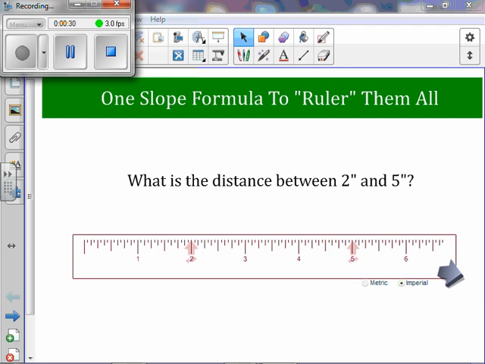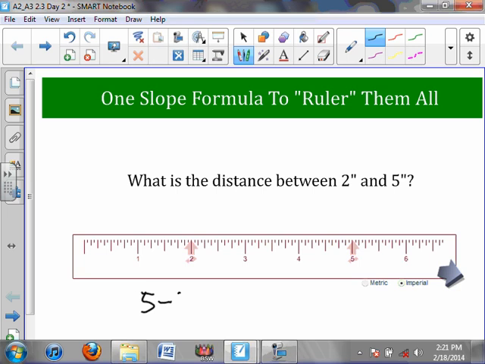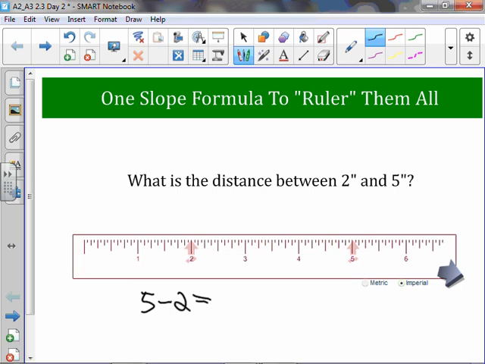What if I was to ask you what the distance is between 2 inches and 5 inches on a ruler? This is a simple operation I'm sure everybody did in their head. You might have even said 3 inches to yourself before you realized what operation you were using. We looked at this a little bit when we were looking at absolute value. The distance between 2 and 5 is simply the most positive point, 5, subtract 2. So the operation you're doing is subtraction. 5 subtract 2 is 3.